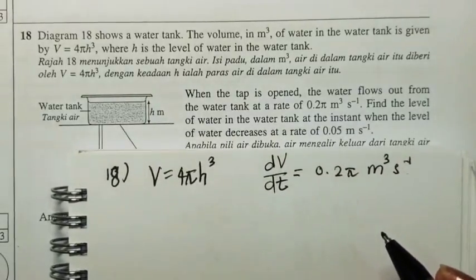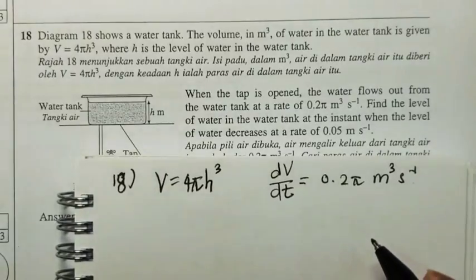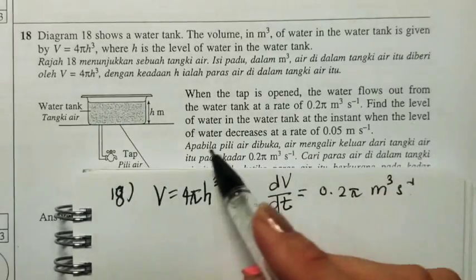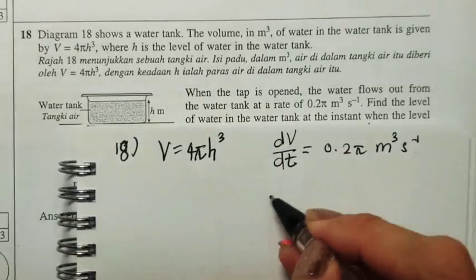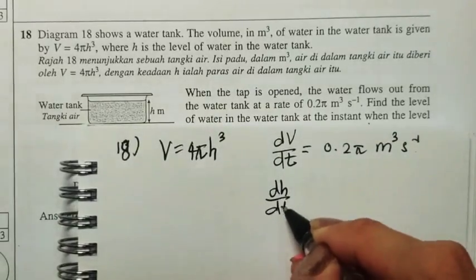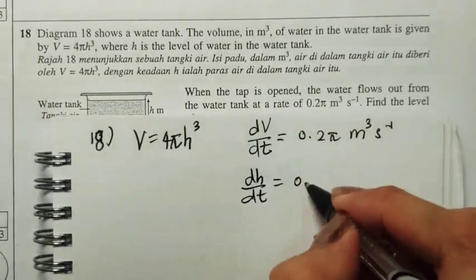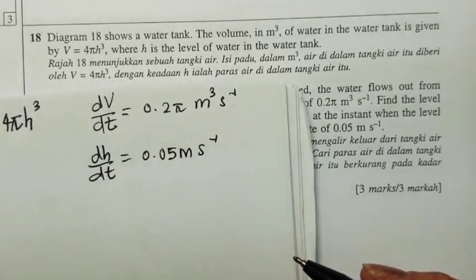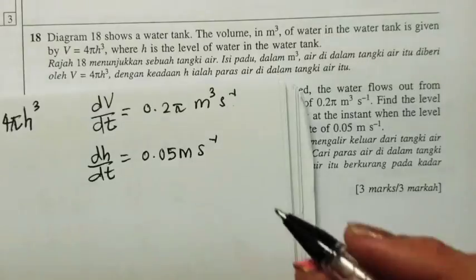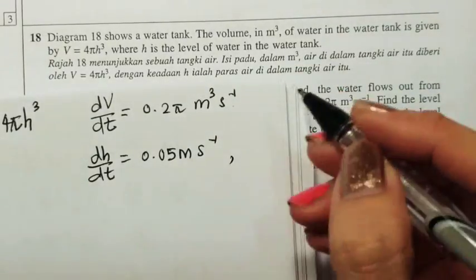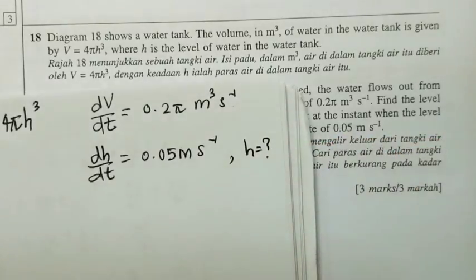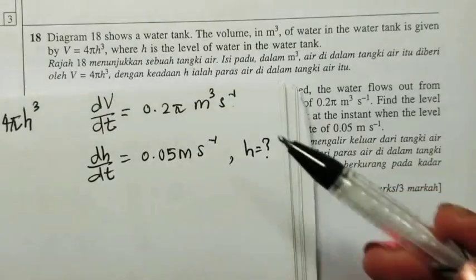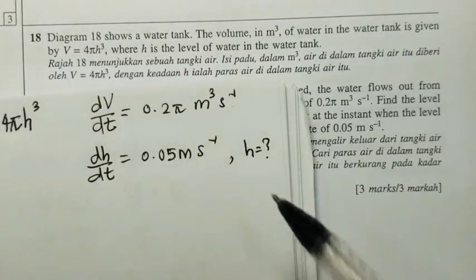The unit will tell you what is the quantity involved. Next, we need to find the level of water in the water tank at the instant the level of water decreases at the rate given, so we are given dH by dt equals 0.05 meter per second. This one is slightly different from the usual question, but never mind. These two are the things that we have, and we need to find H. The normal question is you're given this and this, and you need to find this. But now we have this too, so we have to find it another way.